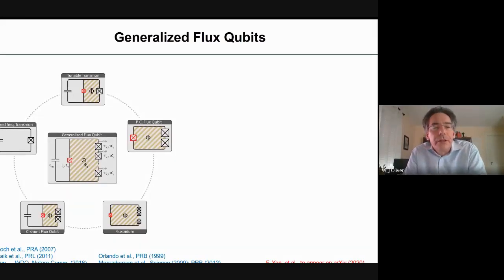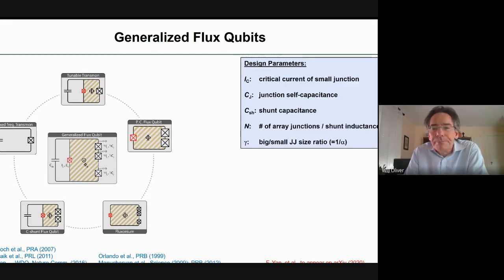And what you can see is that all of these qubits on the left, transmons, persistent current flux qubits, fluxonium, C Shunt, can all be thought of as a primary junction in parallel with a number of inductive junctions and a capacitive shunt. And basically you have these design parameters. I won't read through them all. We all know what they are, including the number of junctions.